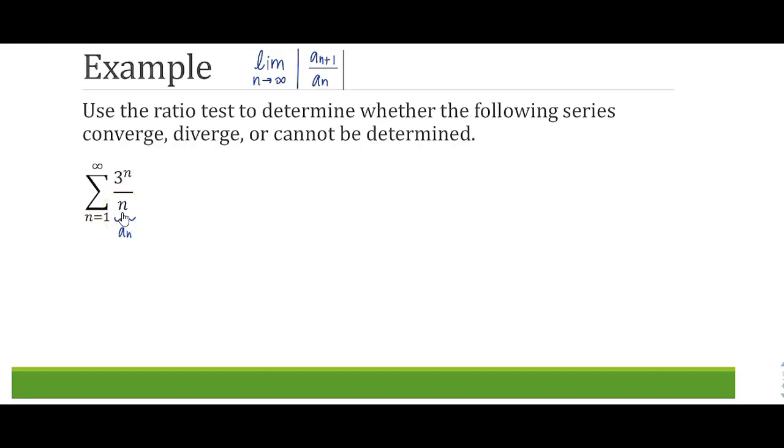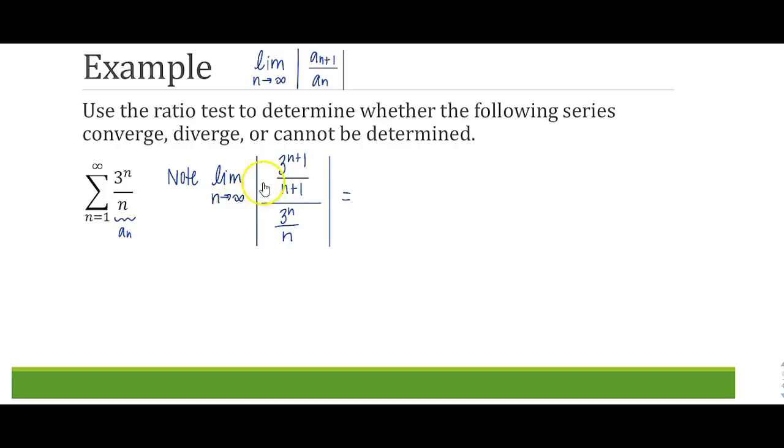So let's start by saying, note that the limit as n approaches infinity of the absolute value of 3 to the n plus 1 over n plus 1, so that's the a sub n plus 1 part, over a sub n, which is just the general term, so over 3 to the n over n. So that's going to equal, well, now it's just a matter of evaluating this limit at infinity.